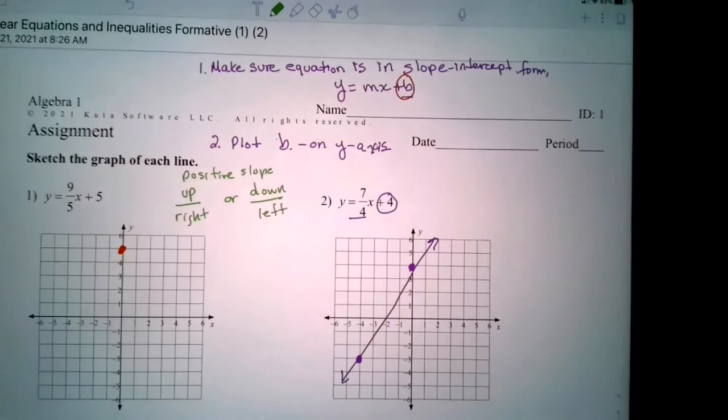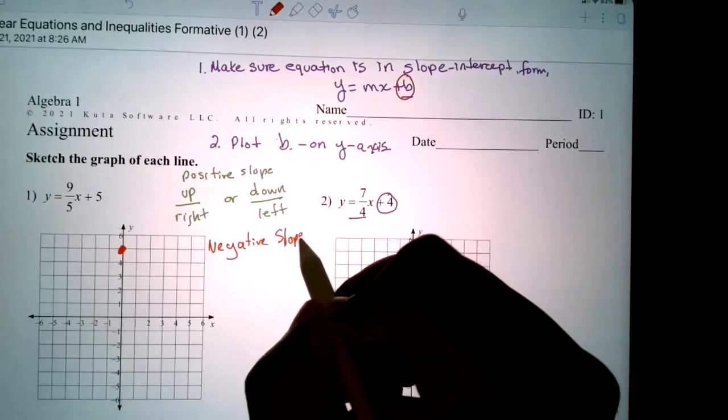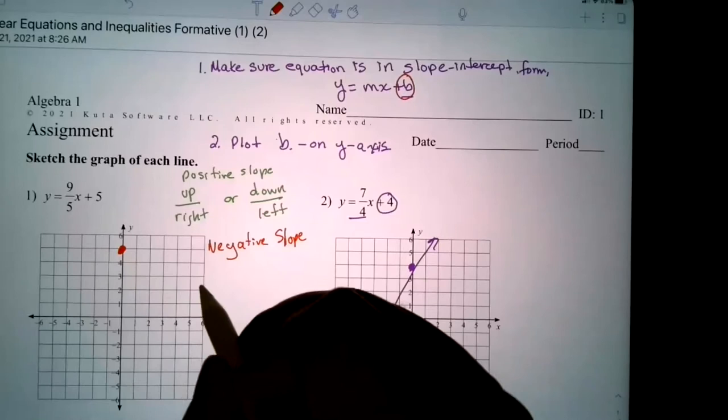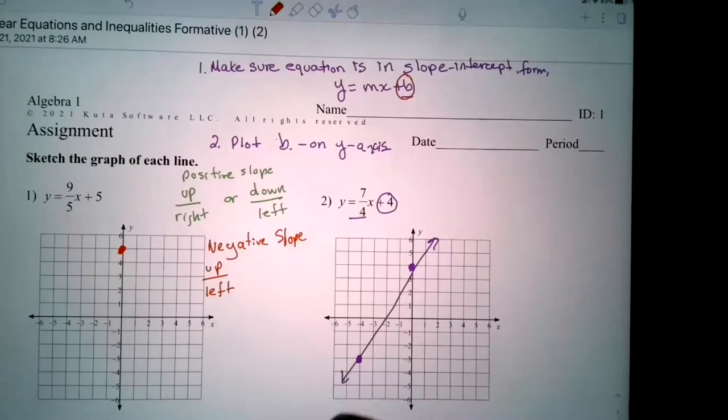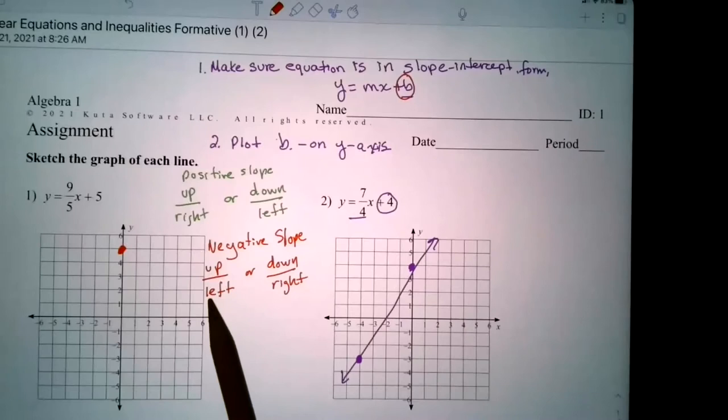All right. Those are really the same movements. The two different directions simply matter if we don't have extra room on our graph. We need extra points, okay? If it's a negative slope, all right, watch the difference in directions. We can go up and to the left, or down and then right. So notice the differences. Positive is up and to the right. Negative is up and to the left. Positive is down and to the left. Negative is down and to the right.